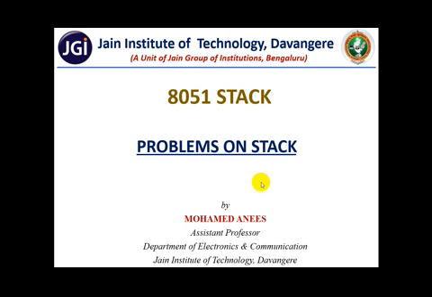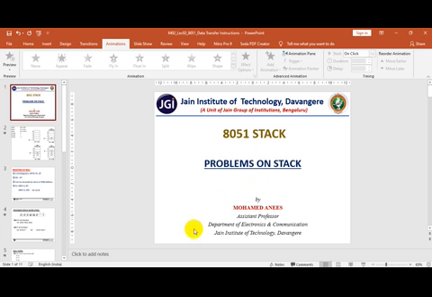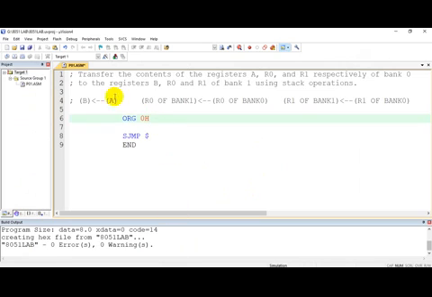We shall continue with problems on stack. The next program is to transfer the contents of register A, R0 and R1 respectively of bank 0 to the registers of B, register R0 and R1 of bank 1. We have to use the stack operations.